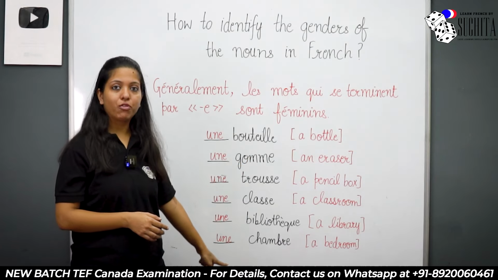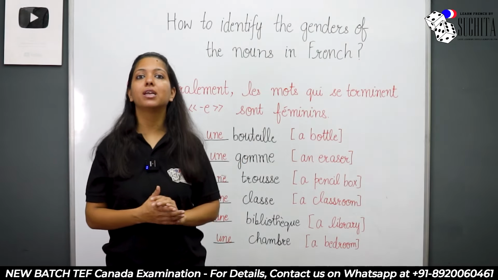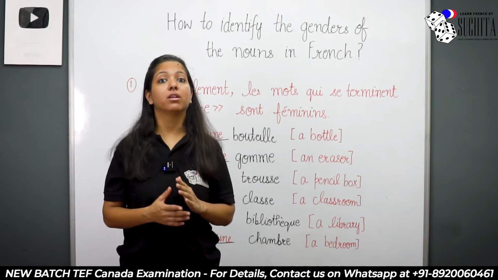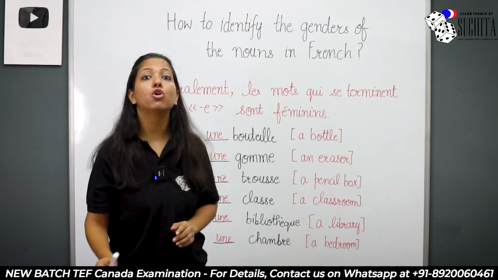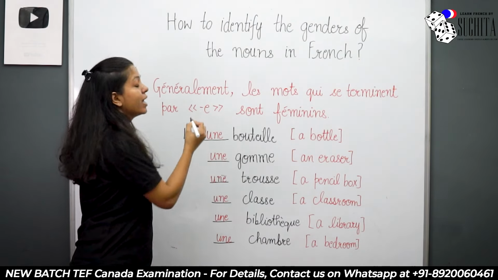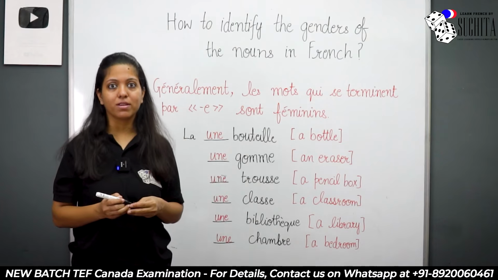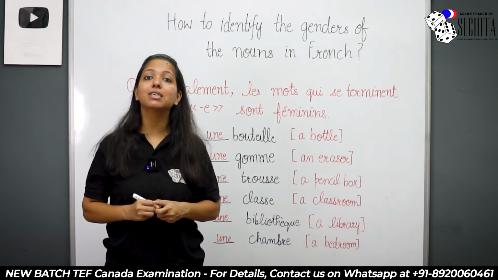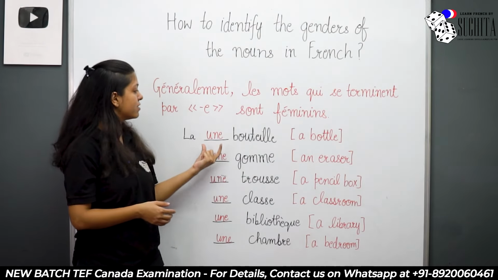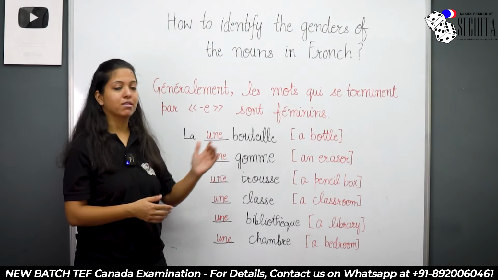Since these nouns are feminine, before the feminine nouns, we put une as the indefinite article. Had it been the definite article, of course, I can put le, la, le over there. So in case of definite article, I have to put la. That's your choice. You can put the indefinite article or the definite article. So first is une bouteille, which means a bottle.